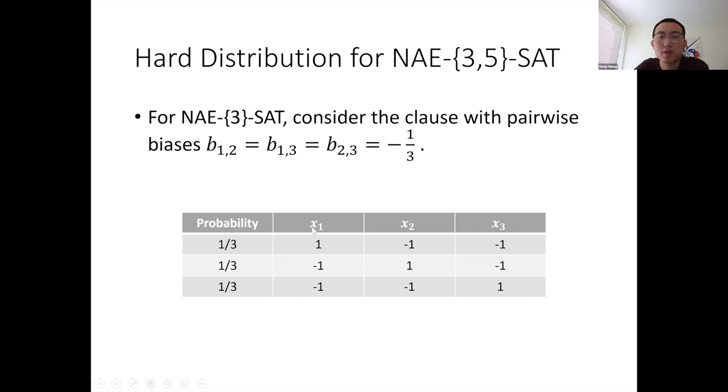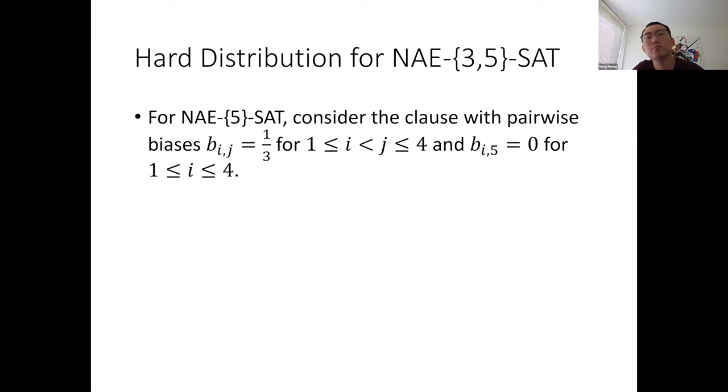And let's verify that this matches our pairwise biases. So for example, let's look at x1 and x2. With probability 2/3, they have different signs, and with probability 1/3, they have the same sign. So their expected product is minus 1/3. Okay, so this matches our pairwise biases.